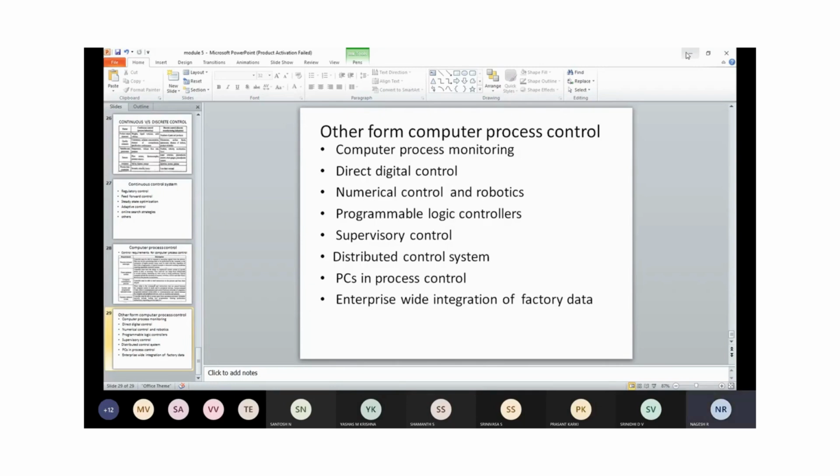So this completes module number 5. We have gone through CNC technologies, part programming, and what automation is, the strategies, the basic elements, and the levels of automation. Then we also covered process and discrete manufacturing industries, and gave the differences. And the last topic was other control system components.